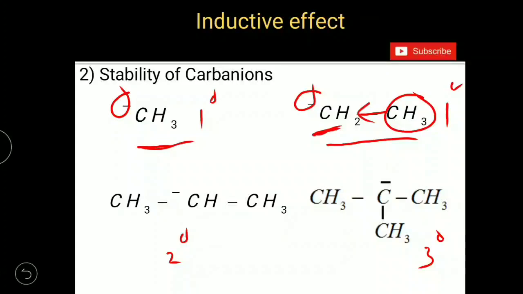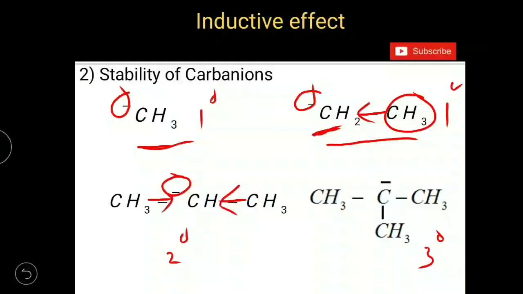In the same way, when you come to secondary carbanion, to the carbon atom containing negative charge, you have two methyl groups bonded, and methyl group is an electron donating group. That's why two electron pairs are coming close to this negatively charged carbon. Because of that, the negative charge on the carbon atom increases to a greater extent, which reduces the stability.